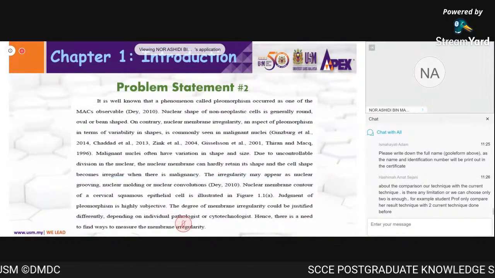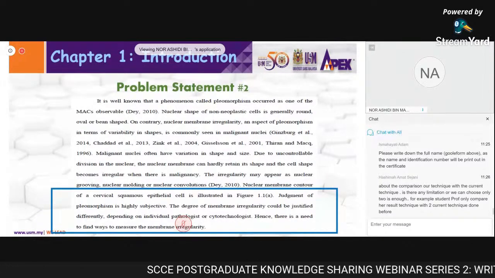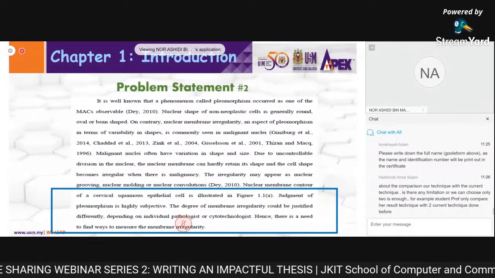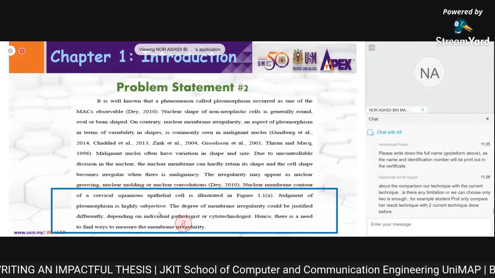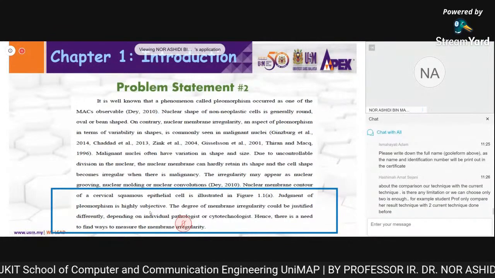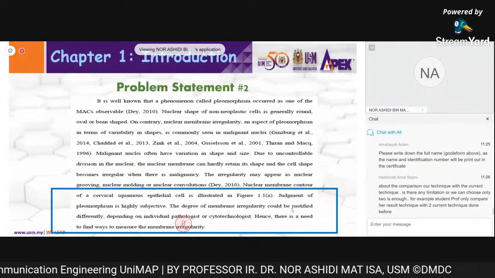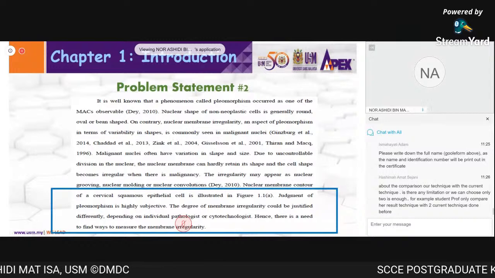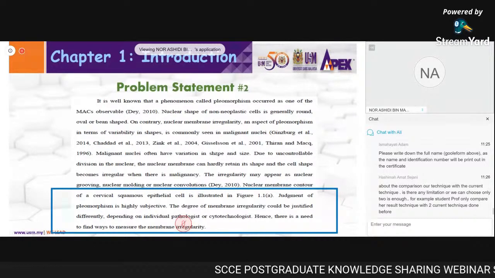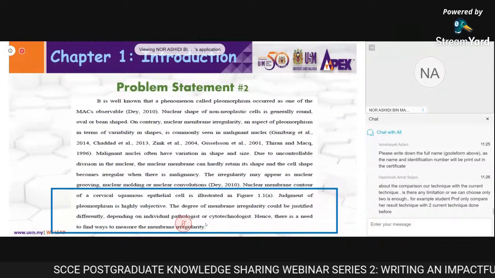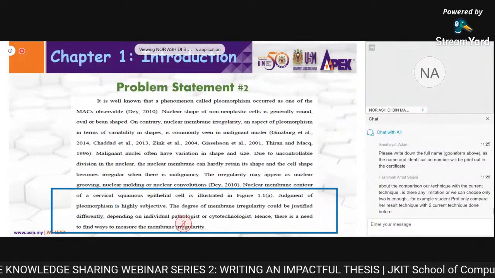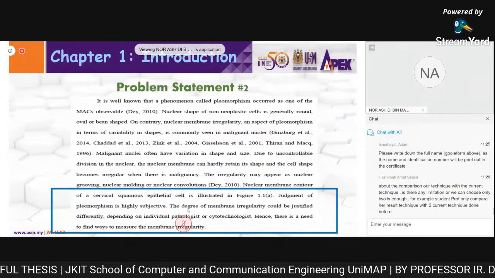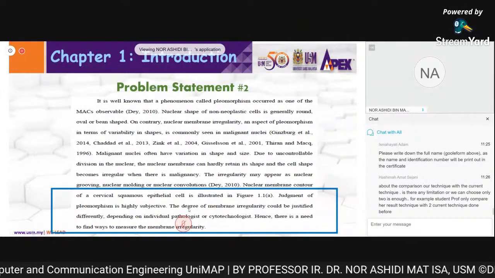Another one: these are the techniques that have been done, but they are subjective. Still, they have a problem because they are subjective. The degree of membrane irregularity could be judged differently. Although they introduced new techniques, new approaches, whatever, there is still a limitation of the techniques. So just highlight and state it, not in details.